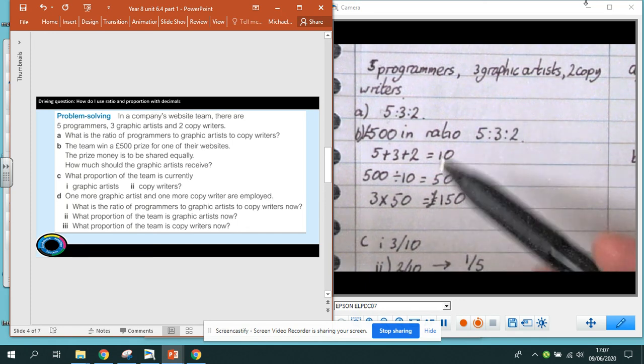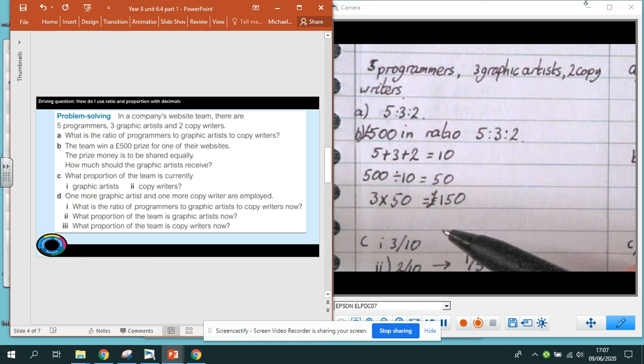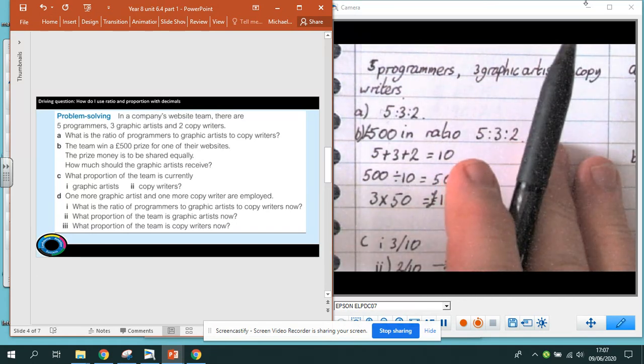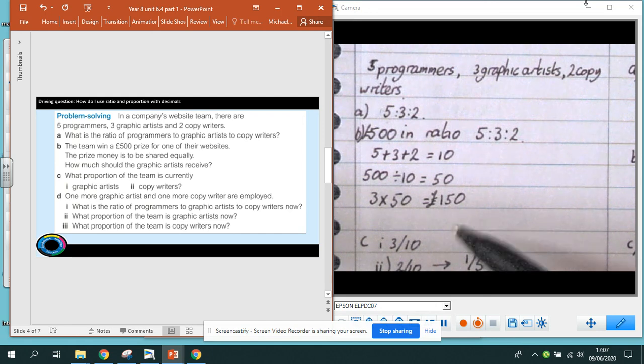Notice I don't work out the other 2. The question doesn't ask me to. I could have done, but the question didn't ask me. If you work the other 2 out, don't worry, you haven't made a mistake, but you don't need to either. So try and always answer the question as it's written, not just what you think you should do.